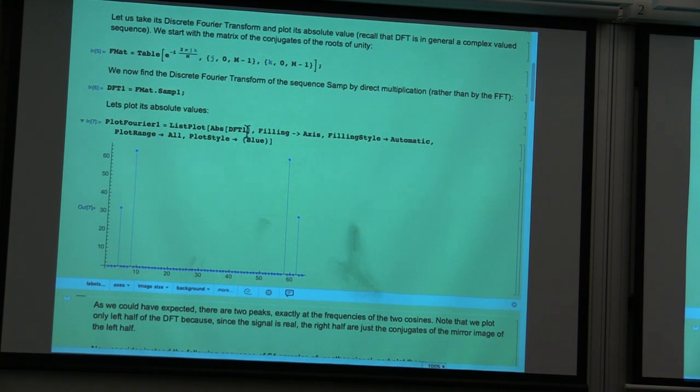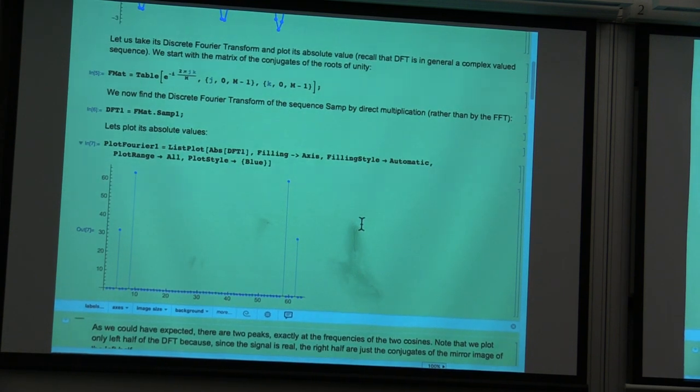Now, let's see what the discrete Fourier transform looks like. I took the absolute values because, remember, the discrete Fourier transform is a complex-valued sequence, so to plot it we take its modulus. And not surprisingly, it has four peaks.